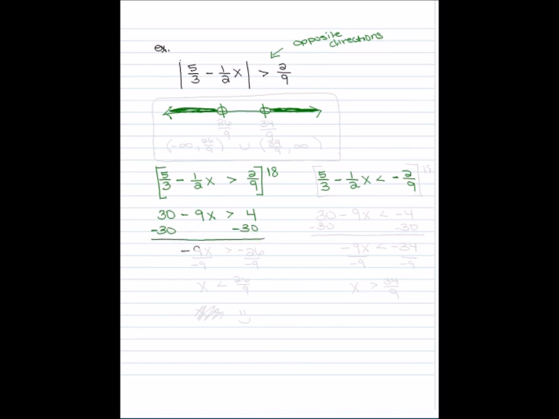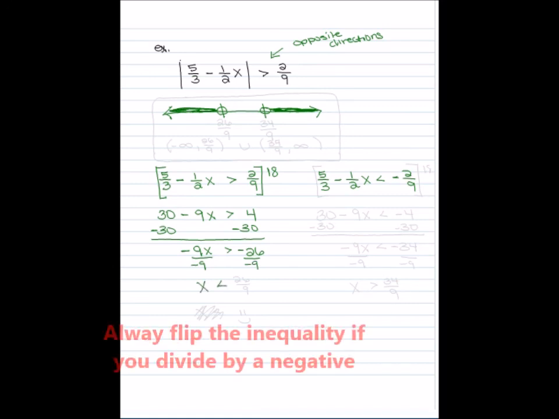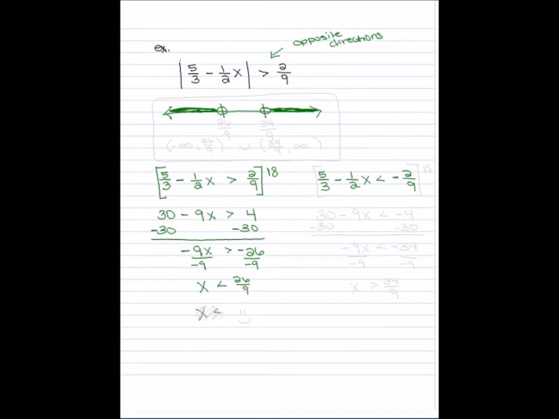So I subtract the 30 and I get negative 9x is greater than negative 26. Now I need to divide by negative 9. Because I'm dividing by a negative, I need to flip my inequality. Whenever you divide by a negative, you need to flip the inequality. So if I reduce 26/9, I can't reduce 26/9. Never mind, let's scratch that idea. Let's leave it 26/9. Now let's solve the other inequality.